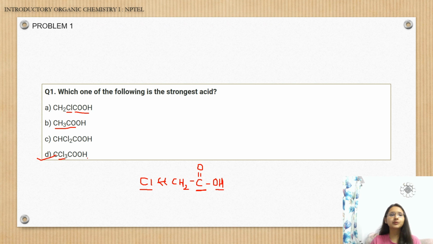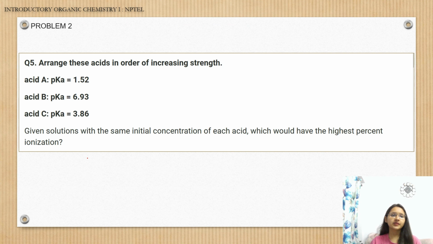So I am going to problem number two. Now, in problem number two, they are saying arrange these acids in order of increasing strength. So now you have to arrange these acids A, B, C according to the increasing strength. They have given you the pKa value for each acid.